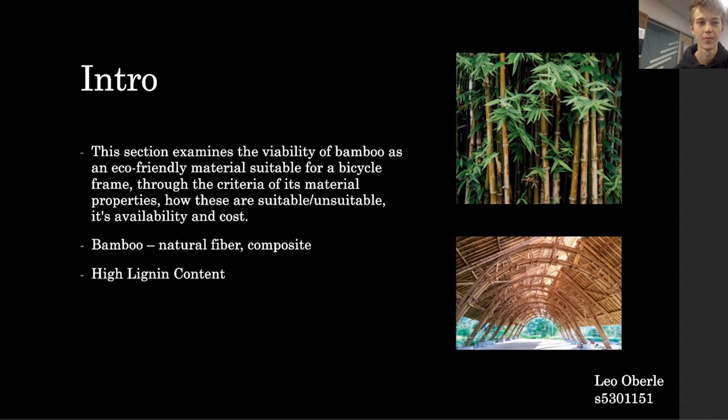Thanks, Diego. This section examines the viability of bamboo as an eco-friendly material suitable for a bicycle frame, through the criteria of its material properties, how these are suitable or unsuitable, its availability, and its cost.